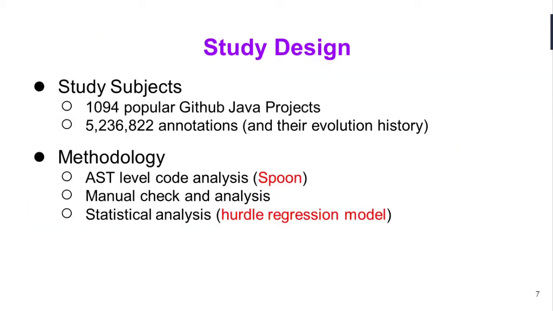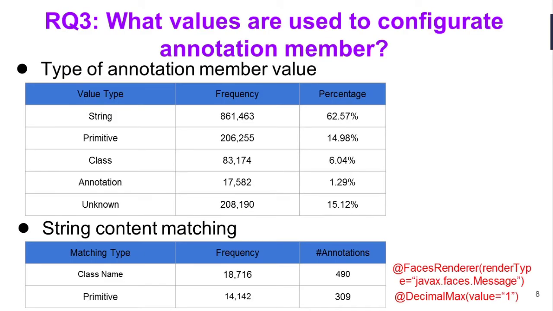To make our study real large-scale and reliable, we use 1094 popular GitHub Java projects as the subjects, which involve more than 5 million annotations and their evolution history. Our study methodology is a combination of AST-level code analysis, manual check and analysis, and statistical analysis. Due to time constraints, I will just talk about two research questions.